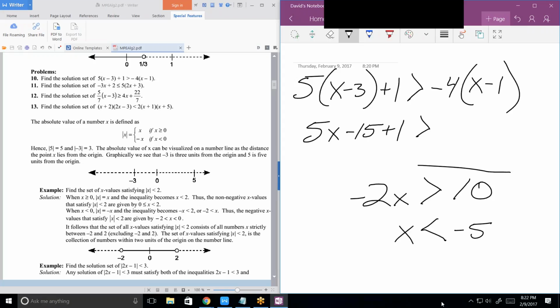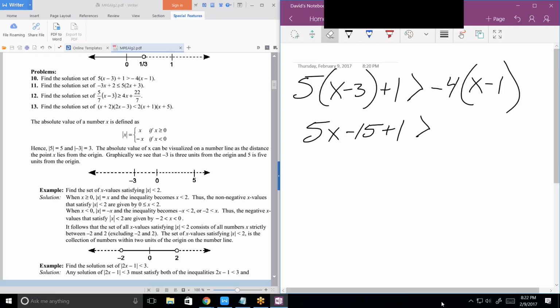So this is what I mean, that when you have to multiply or divide by a negative number, you have to switch the sign. You still go ahead and divide by the negative number. You don't change anything except switching the sign. Now, whether we'll need to do this on this problem or not, I don't believe we will, but let's finish it so that we can tell. Okay. So that is greater than negative 4x plus 4.